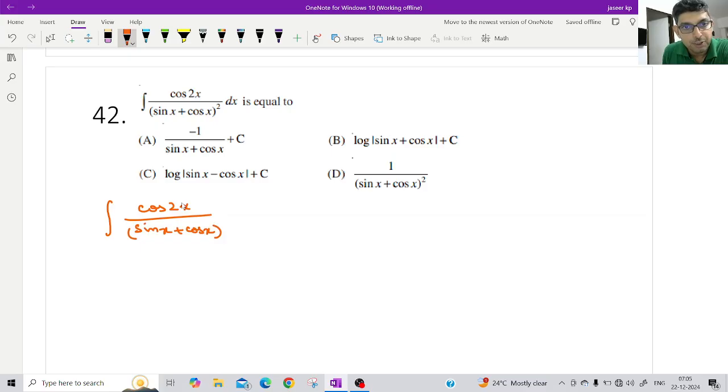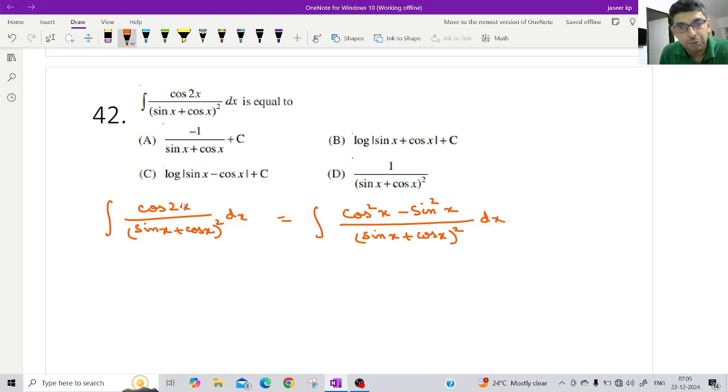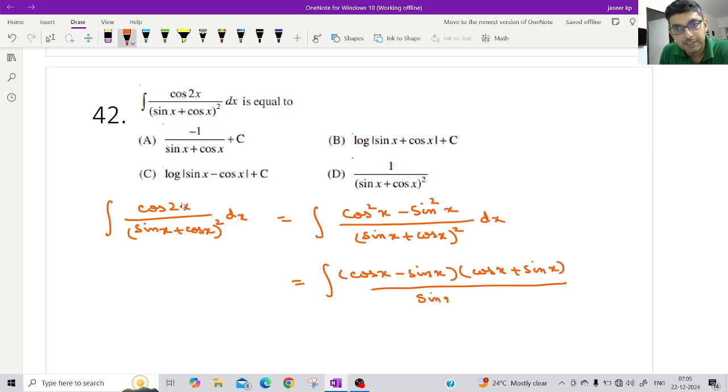Now using the trigonometric identity for cos 2x, this can be written as (cos²x − sin²x) divided by (sin x + cos x)² dx. Now the numerator can be factorized as (cos x − sin x)(cos x + sin x) divided by (sin x + cos x)².